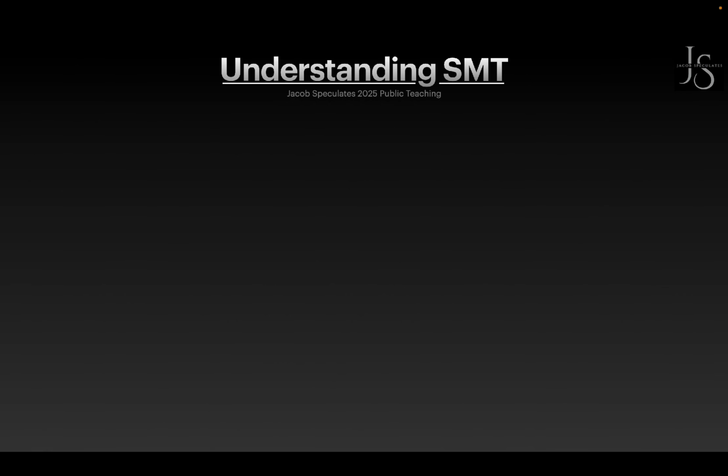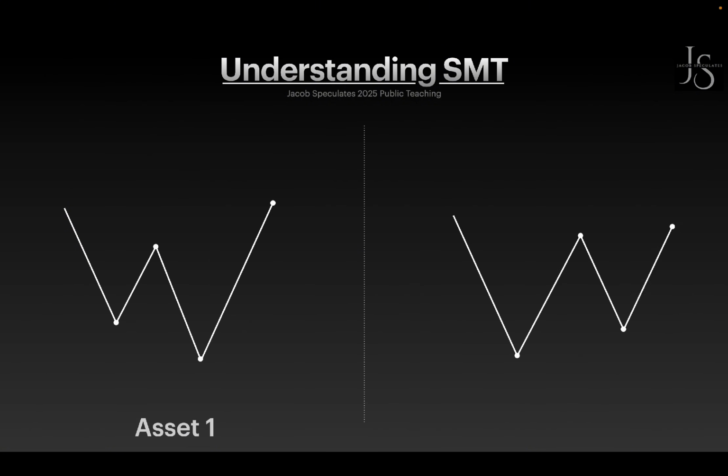Understanding SMT. So SMT is the easiest cracking correlation to spot. SMT is simply a cracking correlation on old highs and old lows between two assets. So as you can see in the diagram, the asset on the left, which would be asset 1, took out the previous low, while the asset on the right made a failure swing. And then it would be vice versa if it were bearish: the asset on the left would take out a high, while the asset on the right would create a failure swing, not taking out that high.